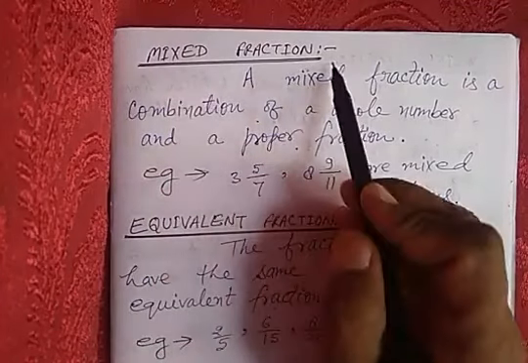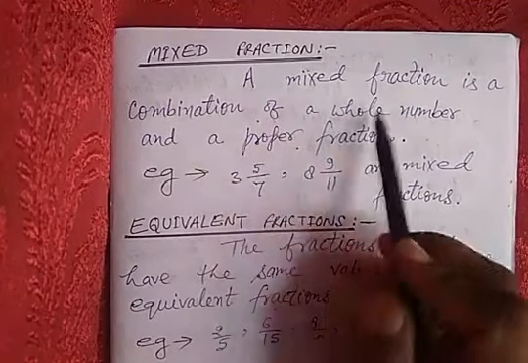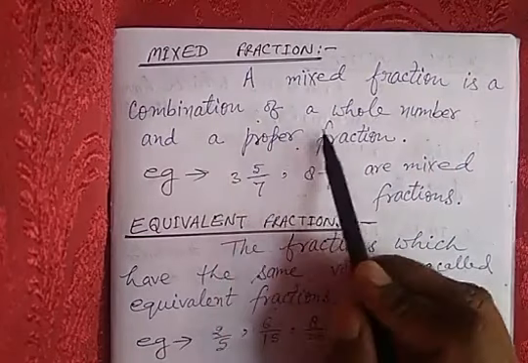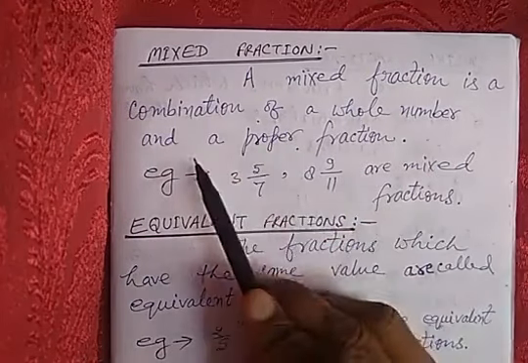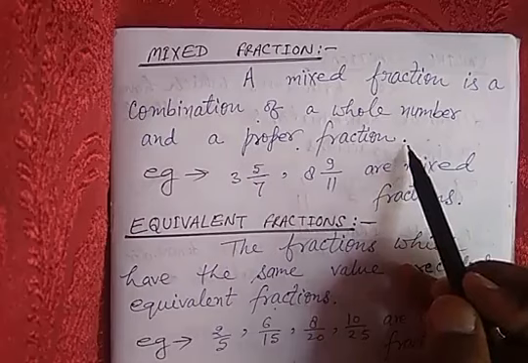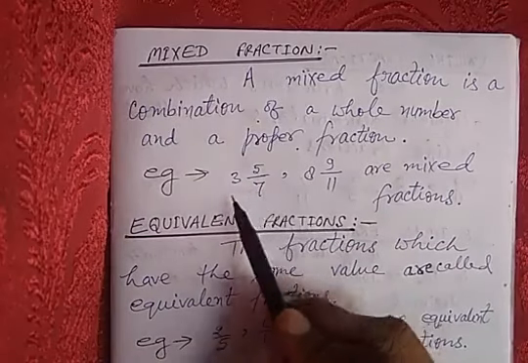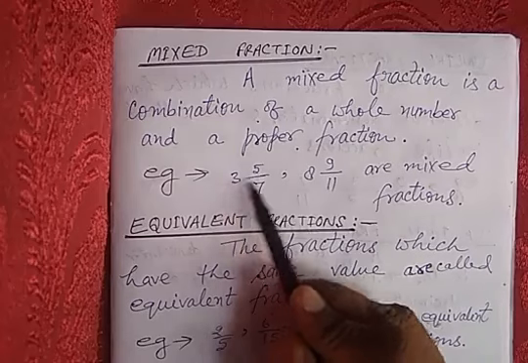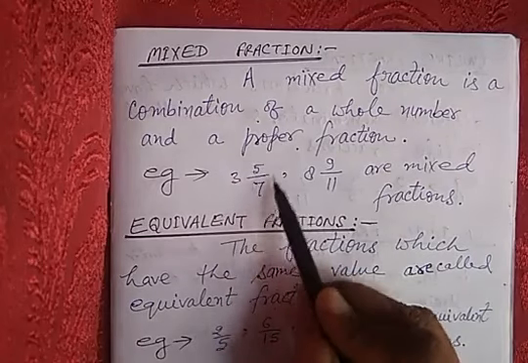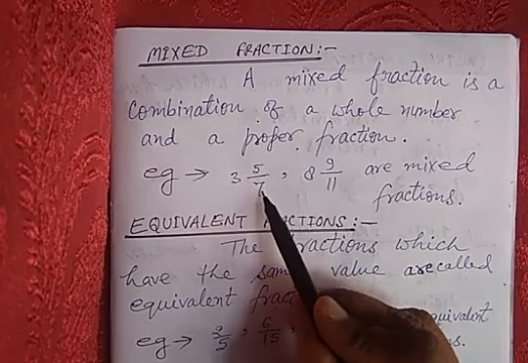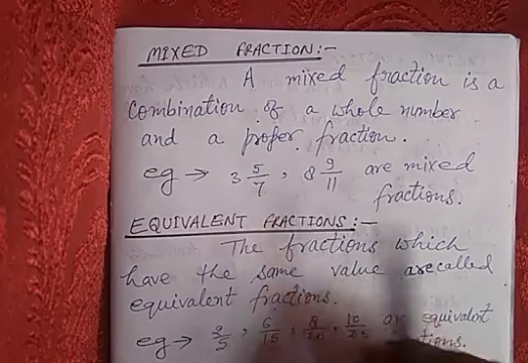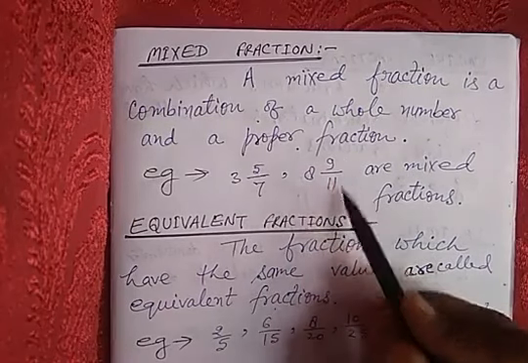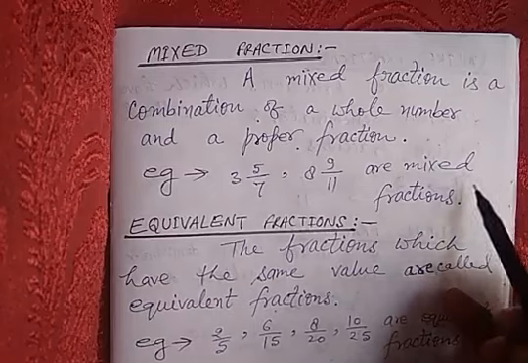Now, mixed fraction. A mixed fraction is a combination of a whole number and a proper fraction. For example, 3 whole 5 by 7. 3 is a whole number and this is a proper fraction since its numerator is smaller than its denominator. 8 whole 9 upon 11 are mixed fractions.